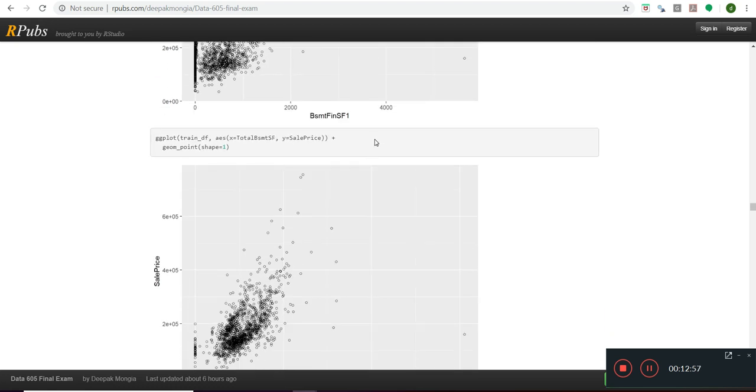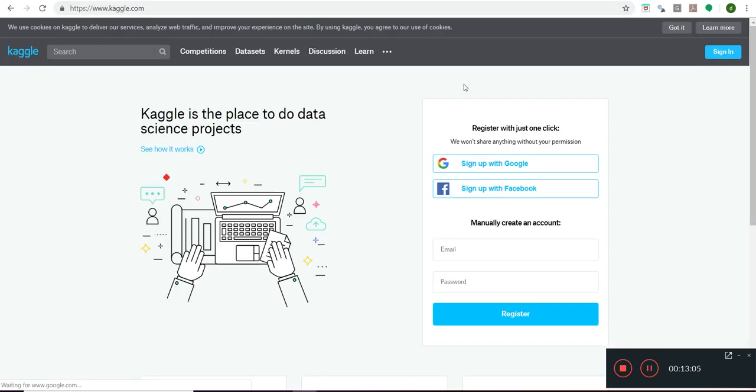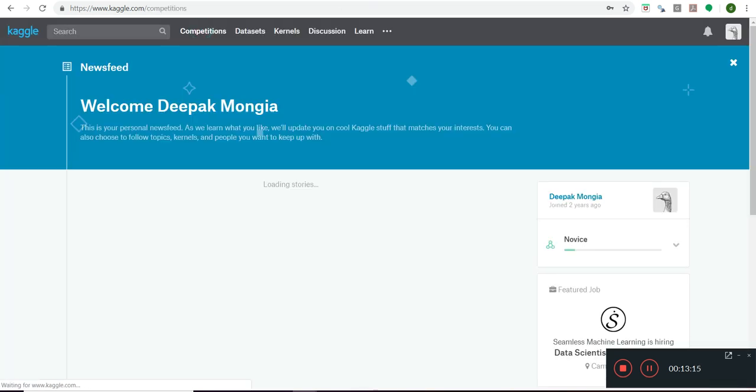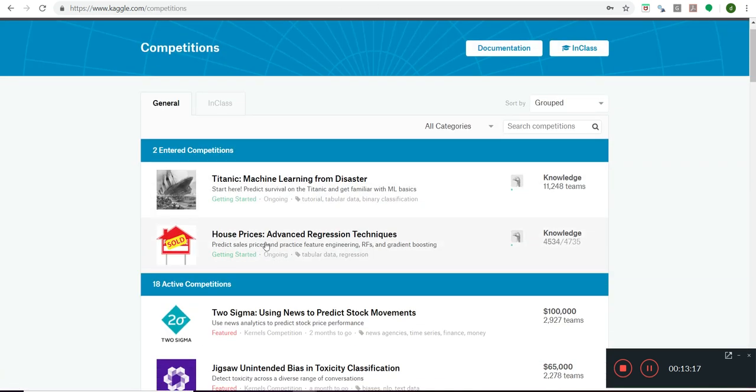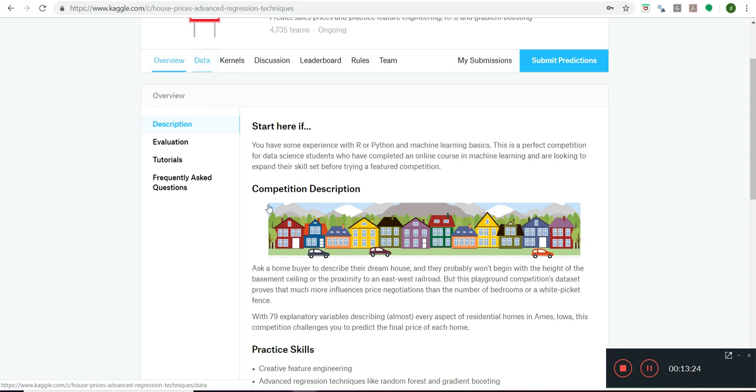Moving forward, we'll just open the description of all of these quickly. One second. I'll go to kaggle.com. I'll log in. And I'll go to my competitions. Go to the data.